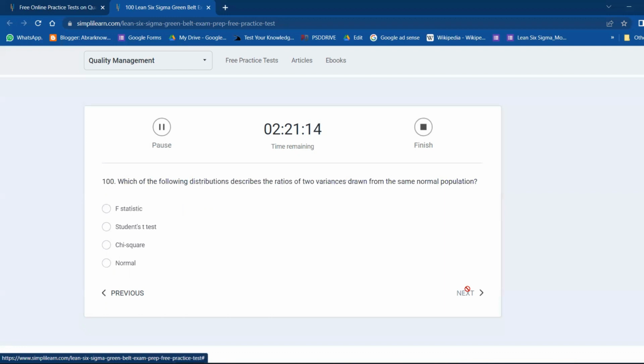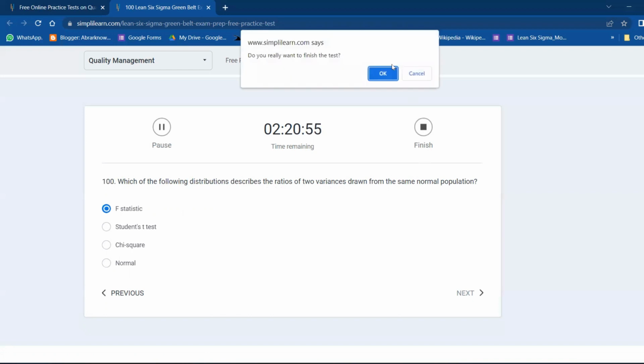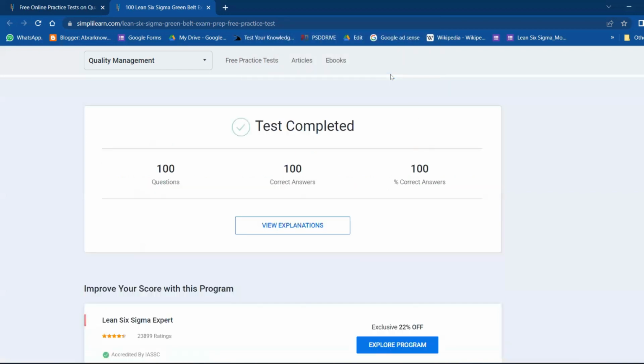The last and very final question: which of the following distributions describes the ratio of two variances drawn from the same normal population? You can do the F test, F statistic. So we have done successfully. Let's see the score. Wow, we have got 100. All 100 are absolutely right, and we have got 100 marks.